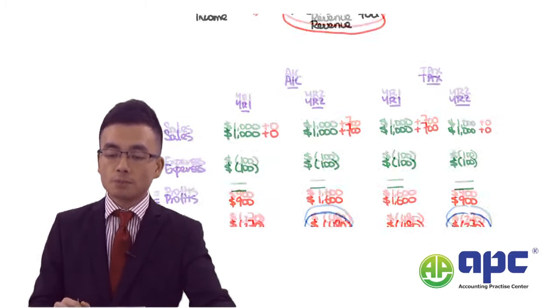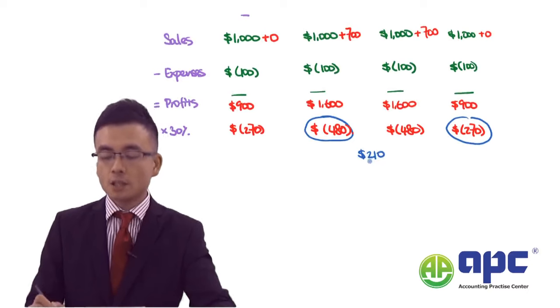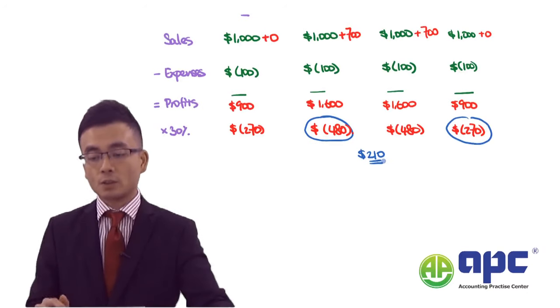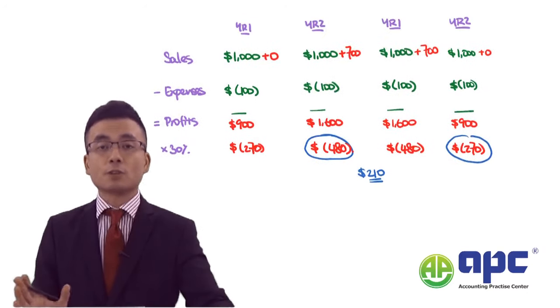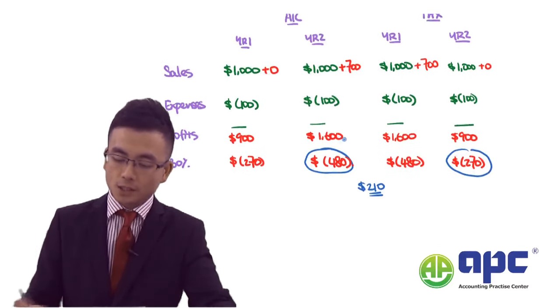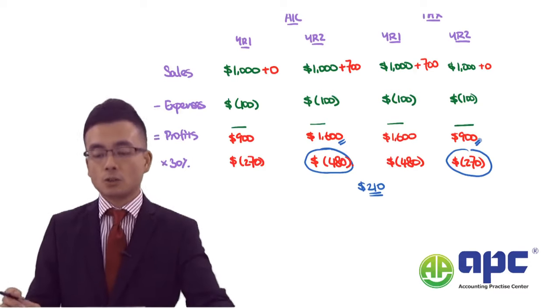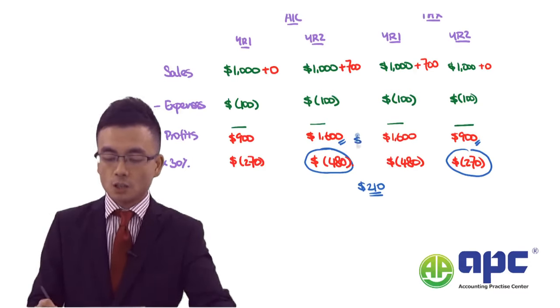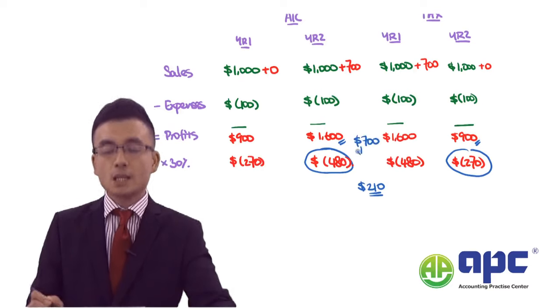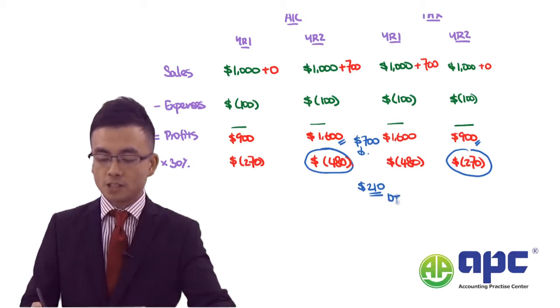We over-provide by $210 because we can save $210 as a result of it in the future, which means in year number two. Because as you can see, from $1,600 down to $900 as the reduction of $700 here is the deductible temporary difference resulting in the deferred tax asset.